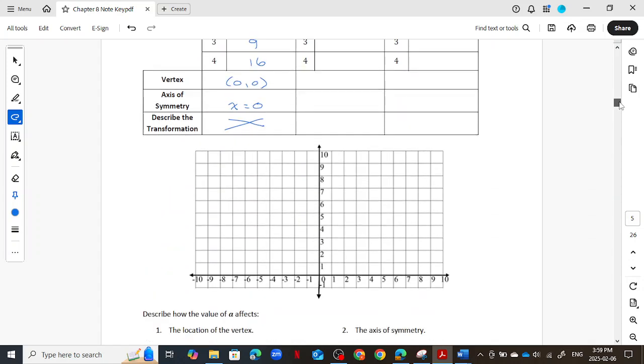So let's just sketch that on my grid. So we're going to start at 0, 0, over 1, up 1, over 2, up 4, over 3, up 9. Same thing on the other side. Or you're just plotting those points that you just found.